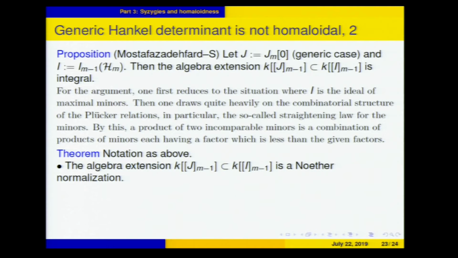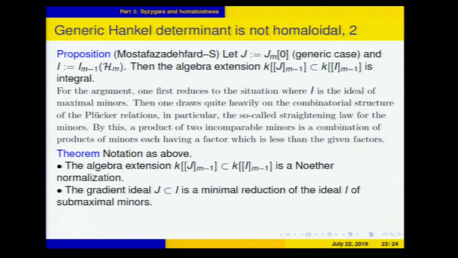And this is now easy after you show that this is integral. And remember that this has maximal dimension and has the right number of generators, which equals the maximal dimension. So this is a polynomial ring up to some isomorphism. So this is a Noether normalization. Now, this is kind of fascinating for people that like reduction of ideals: the ideal of partial derivatives is a reduction of the ideal of the submaximal minors. And the polar map is not homaloidal.